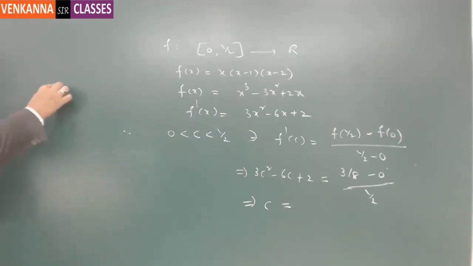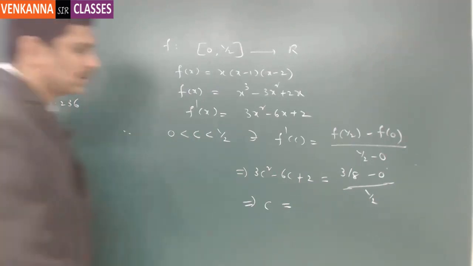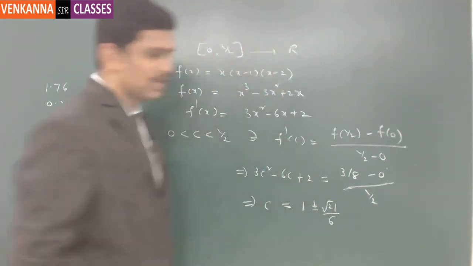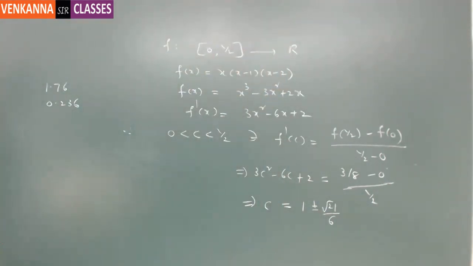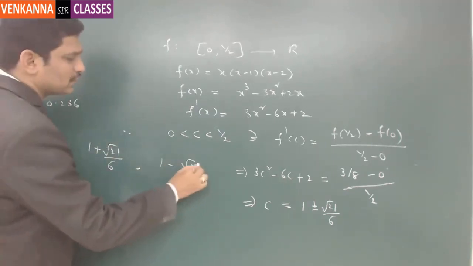1.76 and 0.236. Apart from this, if you consider the quadratic formula and the roots, you are going to get it as 1 plus or minus root 21 by 6. Am I correct in giving the value of C? All of you agree with this C value? So, for the quadratic equation, you have two possibilities, 1 plus root 21 by 6 and another one is 1 minus root 21 by 6.